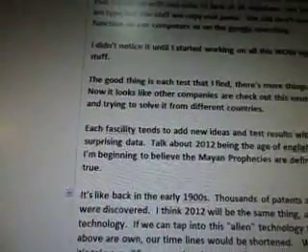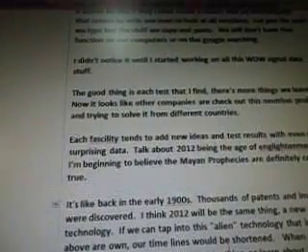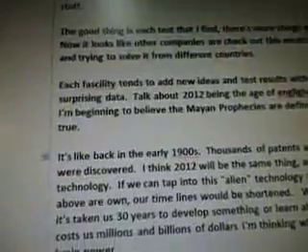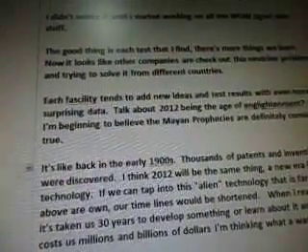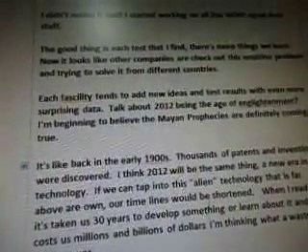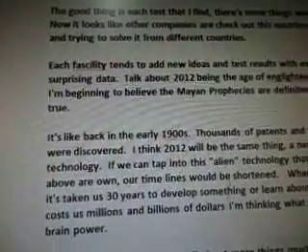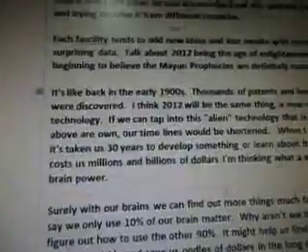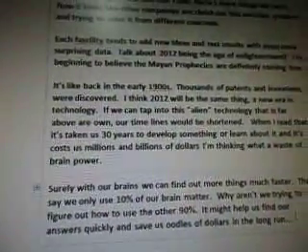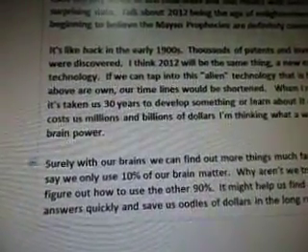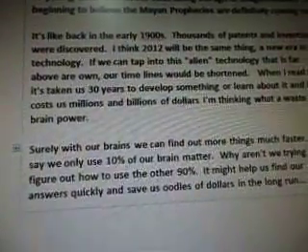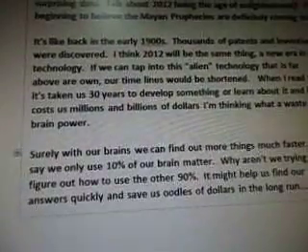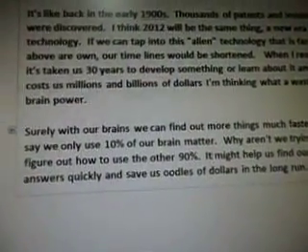Now it looks like other companies are checking out this neutrino problem and trying to solve it from different countries. Each facility tends to add new ideas and test results with even more surprising data. Talk about the age of enlightenment. I'm beginning to believe the Mayan prophecies are definitely coming true. It's like back in the early 1900s. Thousands of patents and inventions were discovered. I think 2012 will be the same thing. A new era in technology.